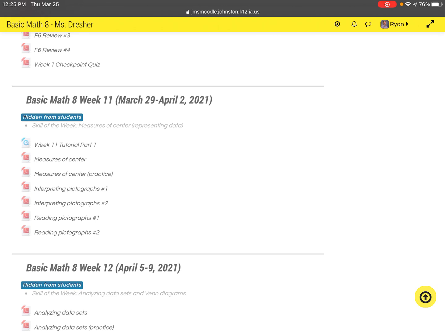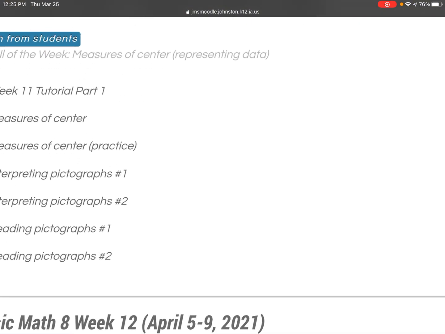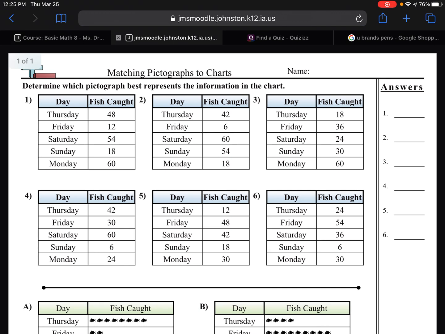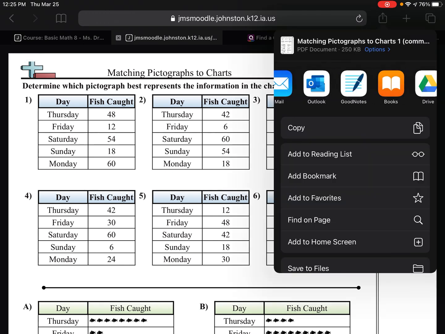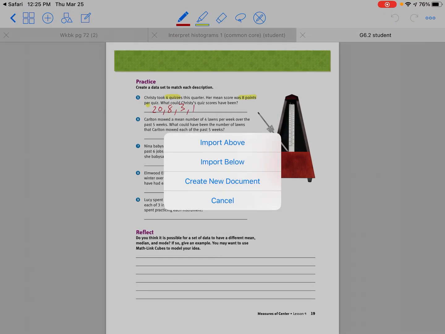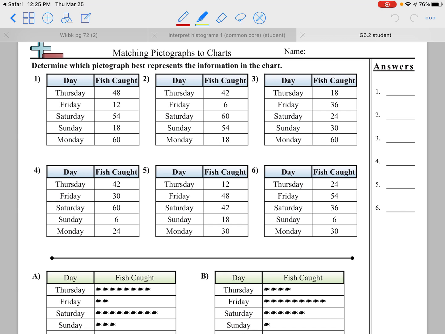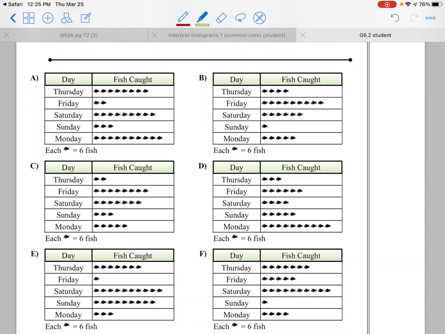We're talking about reading pictographs and interpreting them here in the second part of the tutorial. Let's just jump into it. Let's pull into this interpreting pictographs number 1. Put it into our good notes. Alright, so in this case, we want to determine which pictograph best represents the information below on the chart.